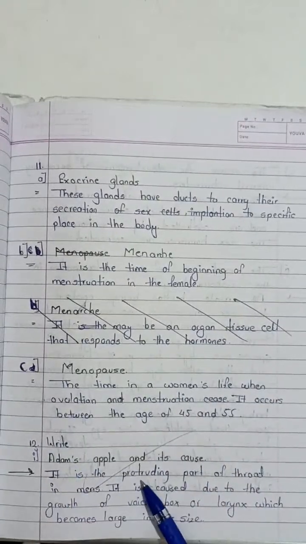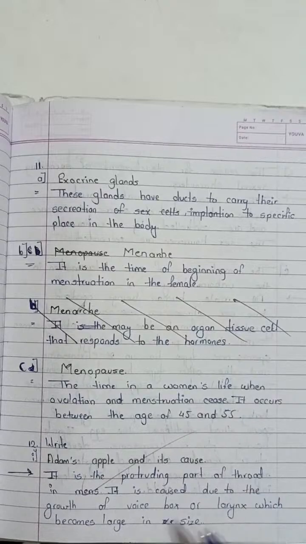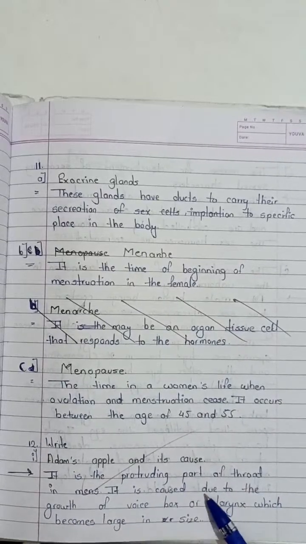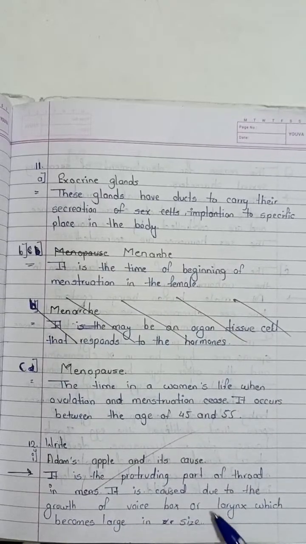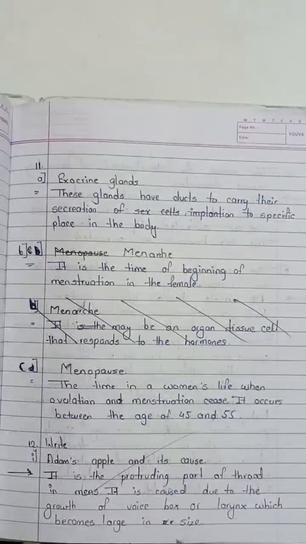Right. First, Adam's apple and its cause. Answer. It is a sound producing part of the throat. In males, it is caused due to the growth of vocal cords or larynx, which become large in size.